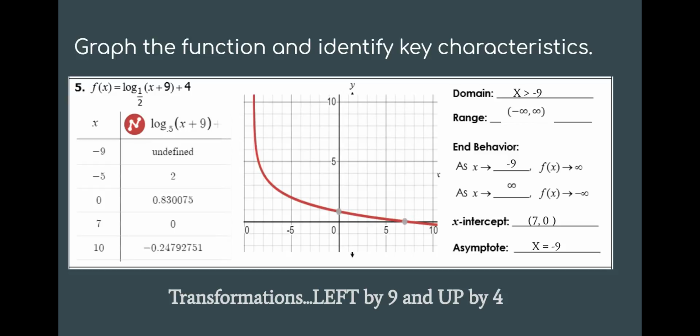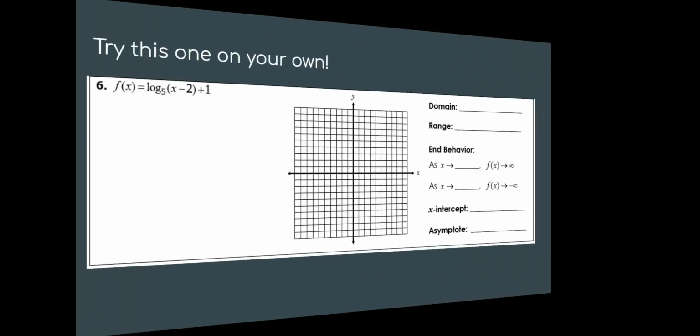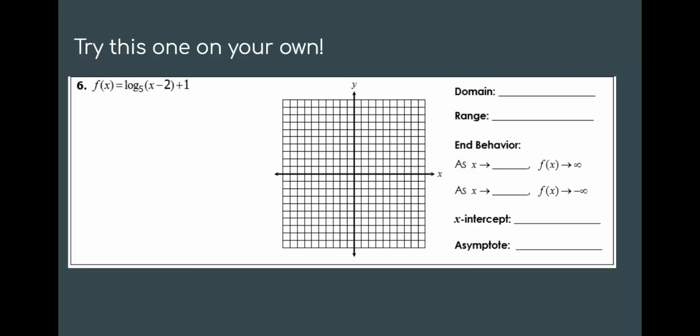So the transformations here, we moved our function to the left 9. We're adding 9 here to the x, where it's x plus 9, which means we are moving our function to the left by 9, and we moved it up by 4. All right, try number 6 on your own. You can hit pause on the video and work through it on your own. I highly suggest you give this a try.